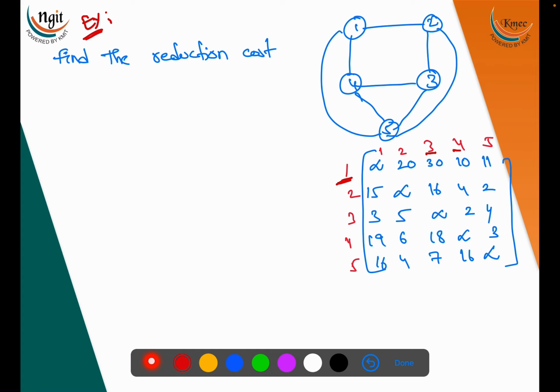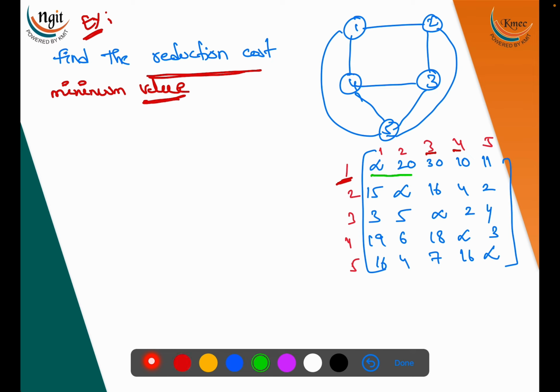So the cost of a matrix in the traveling salesman problem, applying branch and bound. The procedure is different. What is the procedure? We'll reduce the matrix. How will we reduce the matrix? We'll find the minimum value in the row and subtract this minimum value from each value. Let's see how it will be calculated.